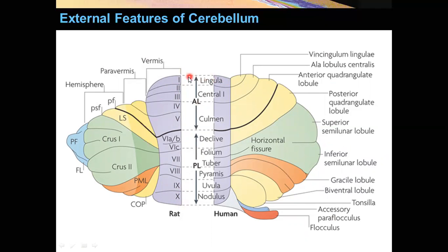Okay, the lingula, and here is the central lobule and the culmen, then declive, folium, tuber, pyramis, and uvula, and nodulus. Here is the vermis. Lateral to the vermis is the paravermis, and the hemisphere.